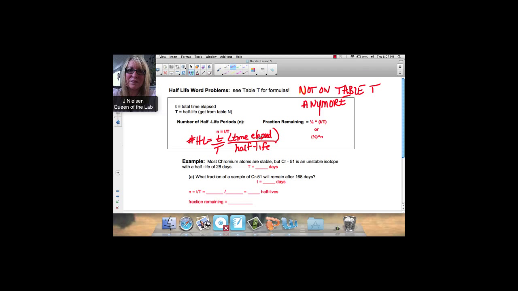However, that's no longer there on the reference table. We could also calculate the fraction remaining by taking 1/2 and raising it to little t over big T, which is really your number of half-lives.